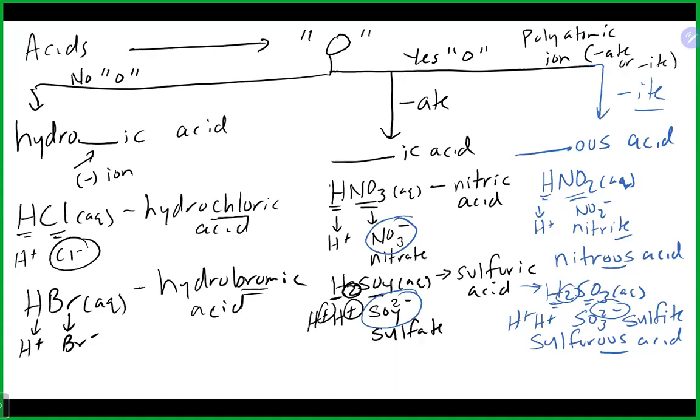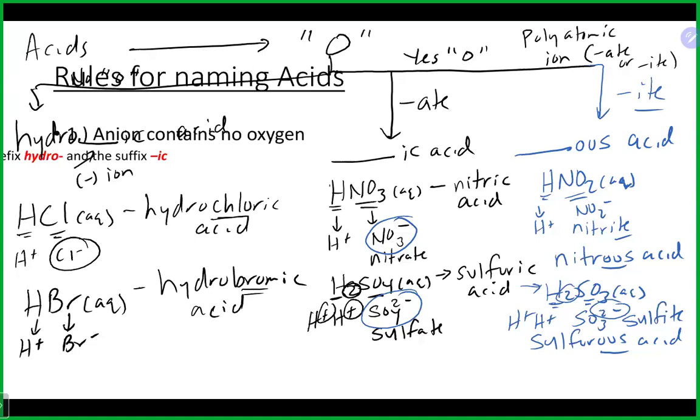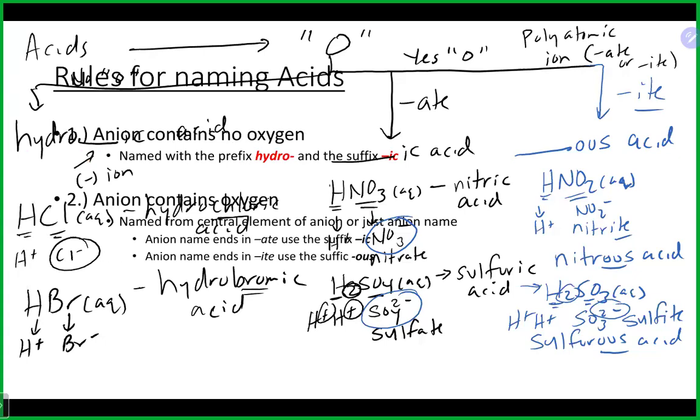Good news about bases. A lot of our bases have hydroxide in them. So they're just named like normal, like sodium hydroxide, potassium hydroxide, calcium hydroxide. Any questions on acids there? All right.